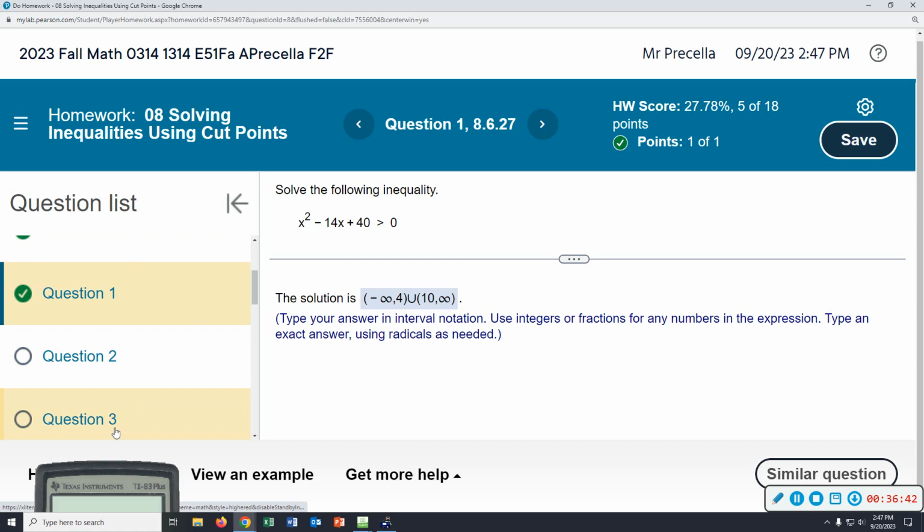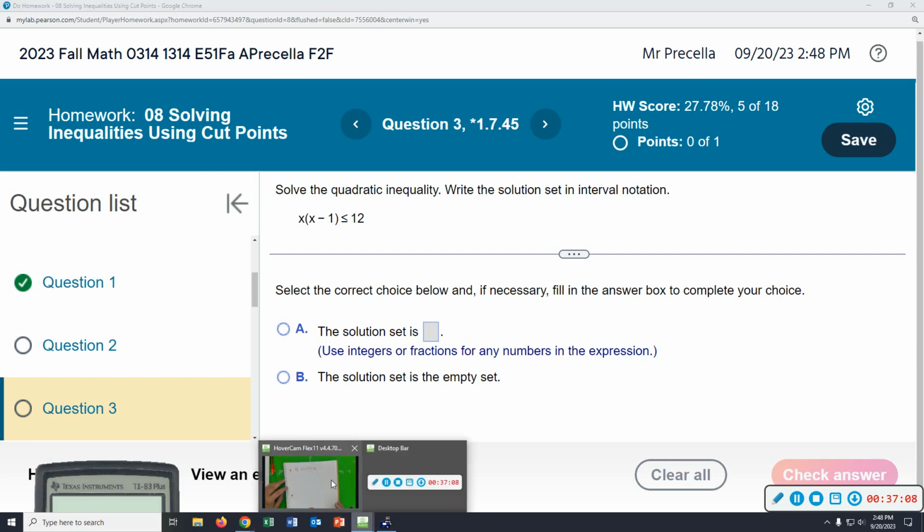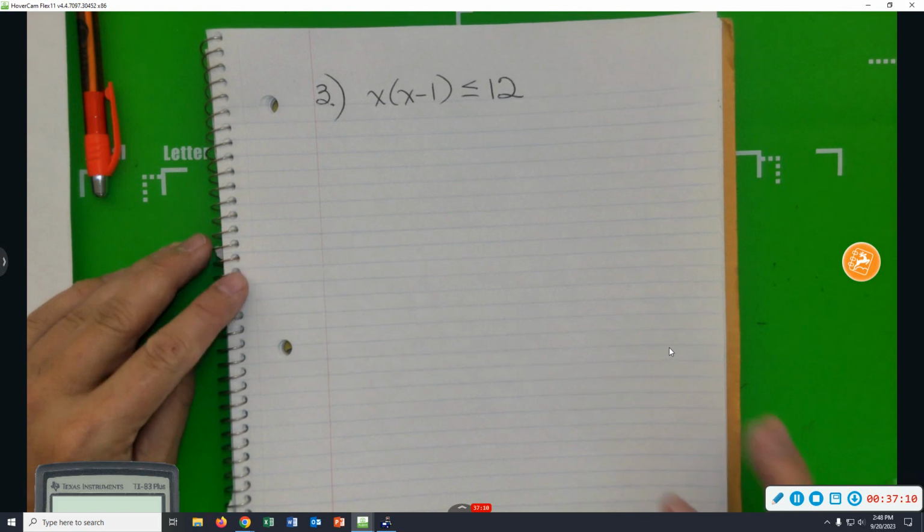Number 3. I don't see an exponent. Well, there's going to be some exponents here. Notice it doesn't say use cut points. You've got to know that's what you do if you're solving an inequality, whether it's less than, greater than, less than or equal to, greater than or equal to.